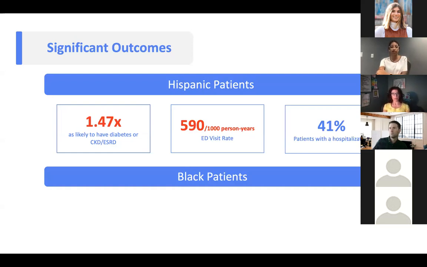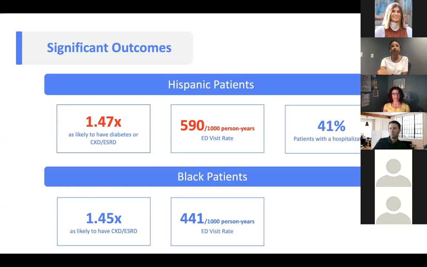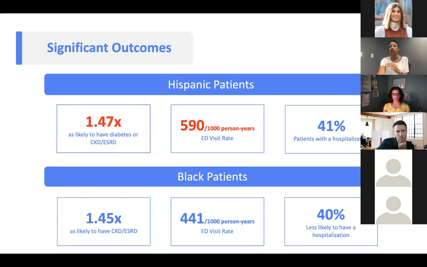And then let's investigate our Black patients. Black patients were 1.45 times as likely to have CKD or ESRD. This is a very high number with our sample. Their ED visit rate was 441 per 1,000 person years, which was relatively low in comparison to our other groups. And just to cement this, Black patients were 40% less likely to have a hospitalization compared to white patients. So you see an overall lower utilization trend here.